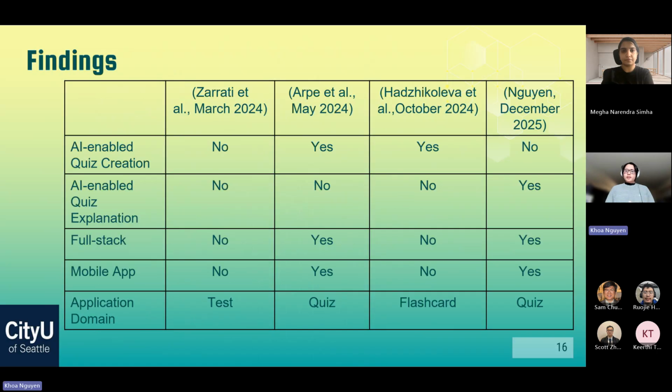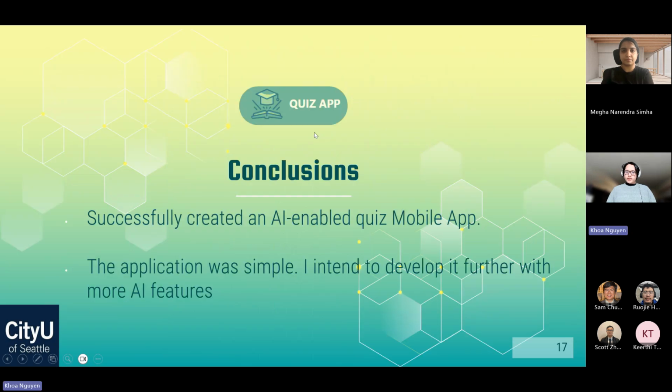For my finding, my app was able to have an AI-enabled explanation. I have a full stack using the MERN framework. It is a mobile app with the help of Expo for testing purposes, and its application domain is multiple choice quizzes. So, yes, I have successfully created an AI-enabled quiz app that lets you get an explanation for your answers.